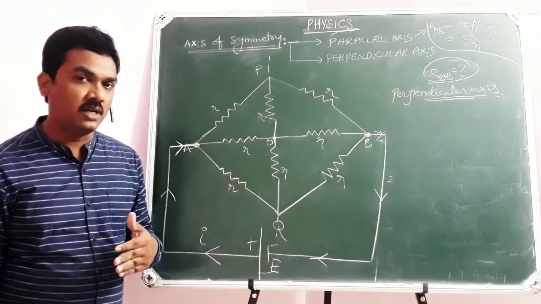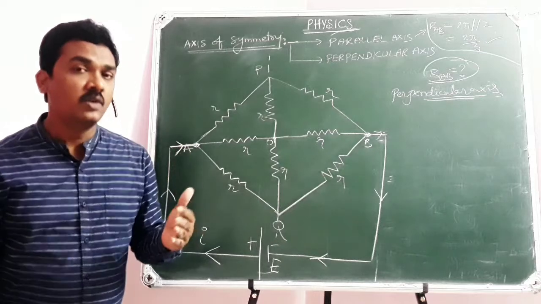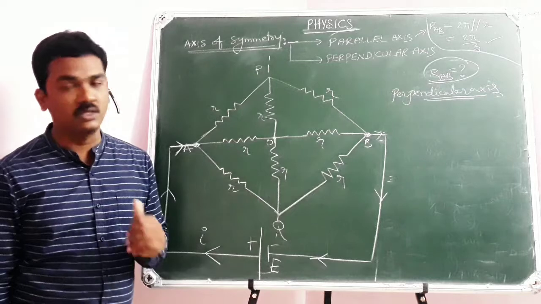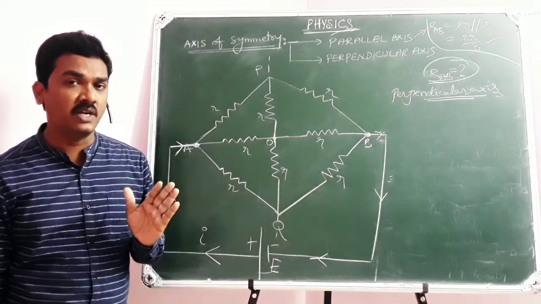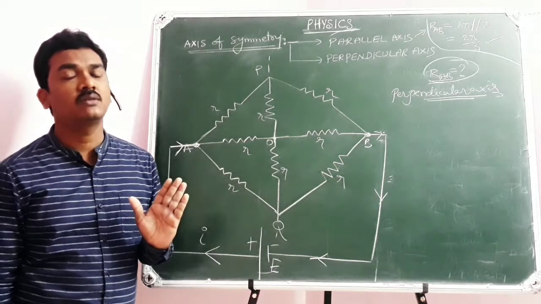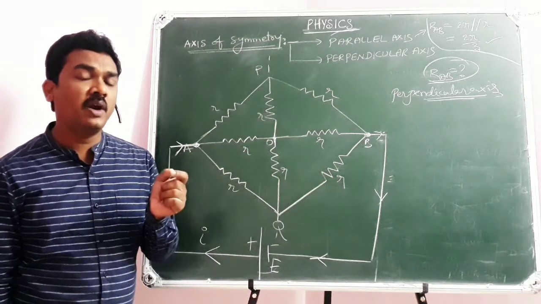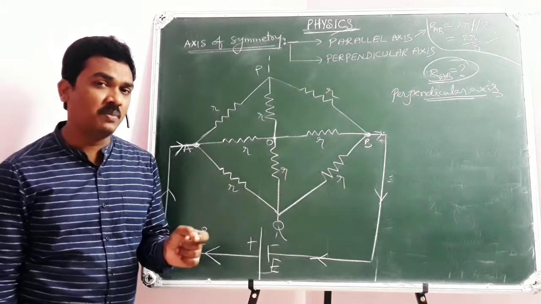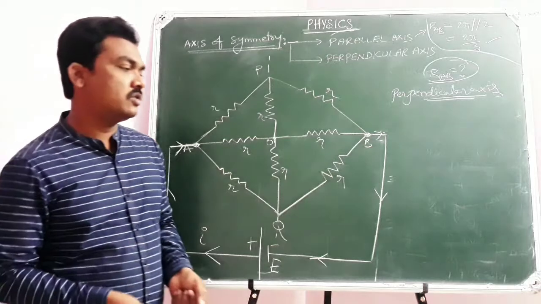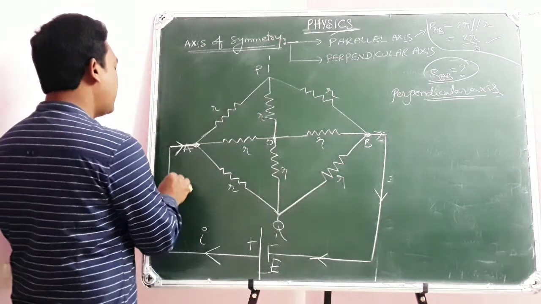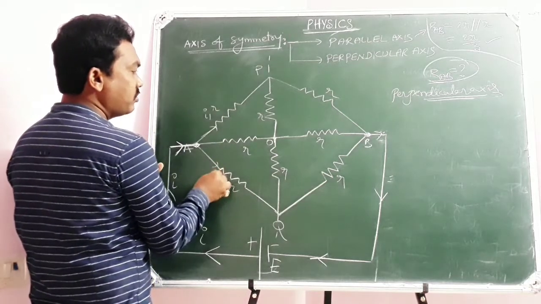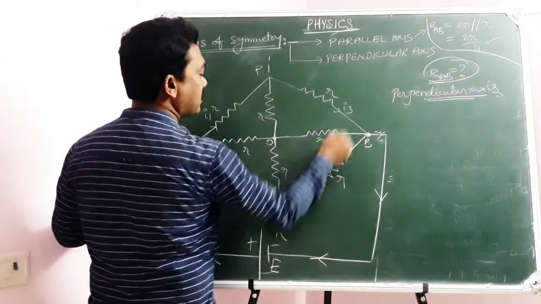The parallel axis of symmetry states that, fold the circuit about that parallel axis, then corresponding meeting points will be at the same potential. But the perpendicular axis of symmetry states that if a circuit has symmetry about the perpendicular axis, then all the points on that perpendicular axis will be equipotential points. But if you are going to speak about the directions of current, here it is I1 and here it is I2, here it is I3 and here it is I4.